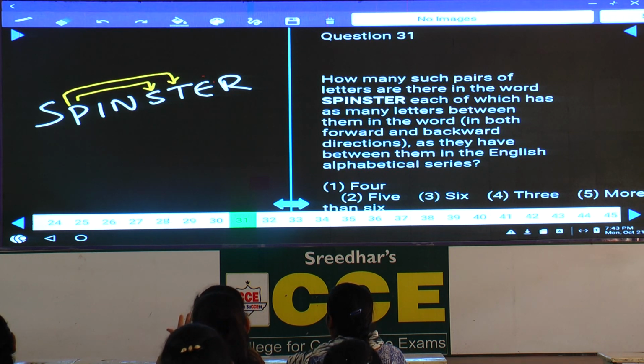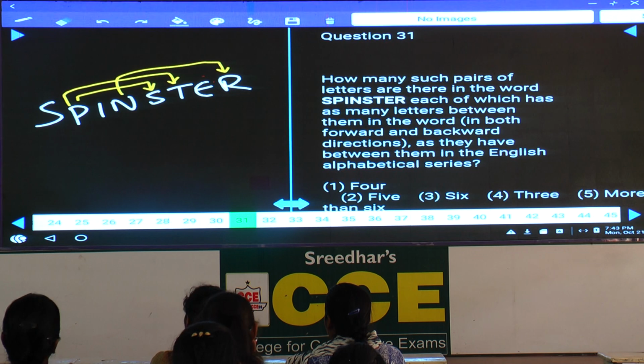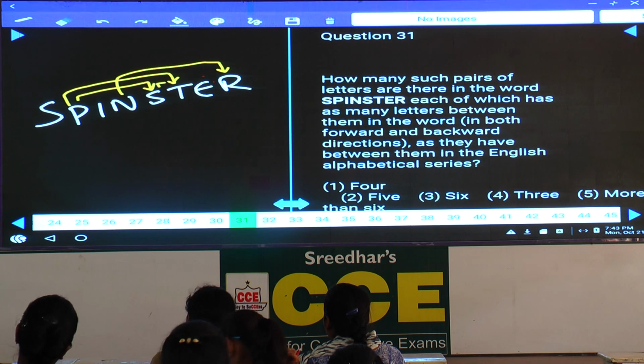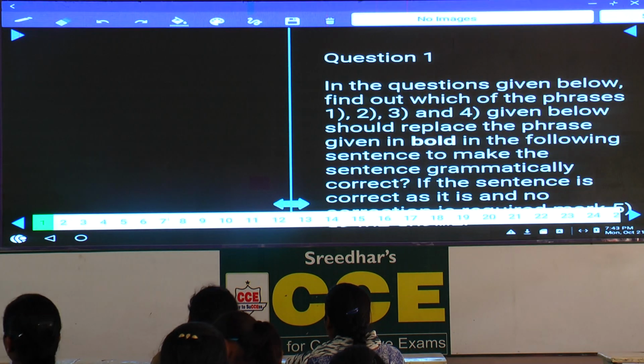Next one, I, J, K, L, M, N, O, P, Q, R. Now between N and R, we have another set. And next one, S and T, there is one more set. Isn't it? S and T, there is one more set here.